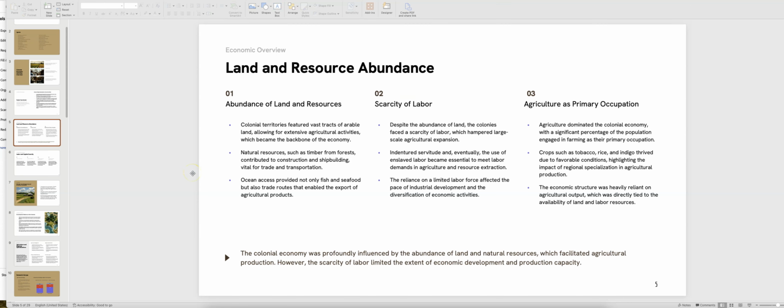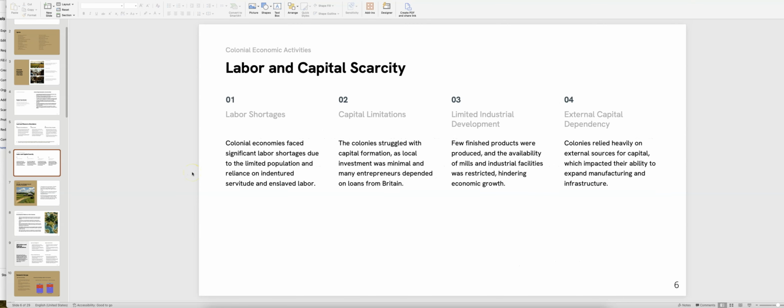Okay, so as I said, the scarcity of labor is defining a great deal of the economic development in the colonies. The abundance of land and certainly the abundance of wood is defining the economic profile of the New World. But then also the capital scarcity is defining it.